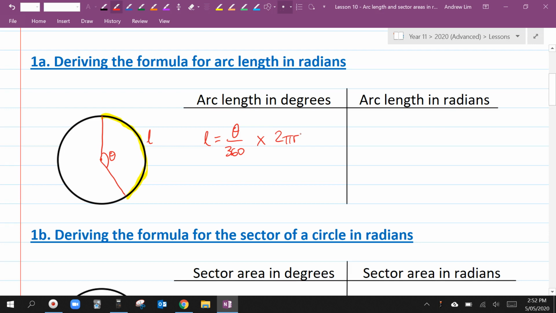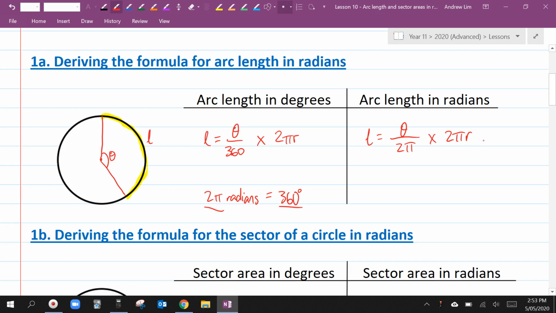However, if we are to do the same thing in radians instead of degrees, then the arc length is going to be the angle in radians divided by 2 pi. Why 2 pi? Because 2 pi radians is equal to 360 degrees. We've mentioned that in a previous video. So instead of dividing by 360, we're dividing by 2 pi. So we've got theta divided by 2 pi, and we're going to multiply that by the circumference of a circle, 2 pi r, because it's a fraction of the circumference of a circle.